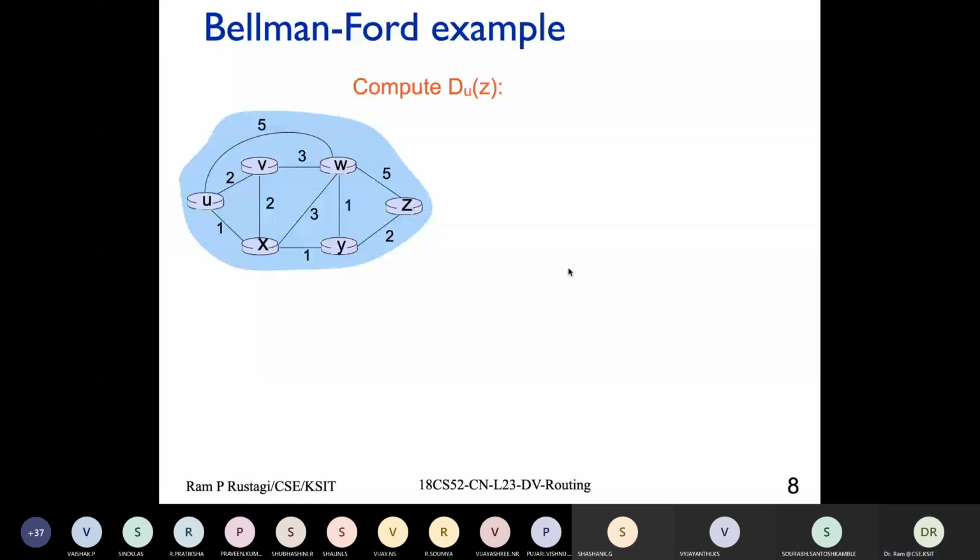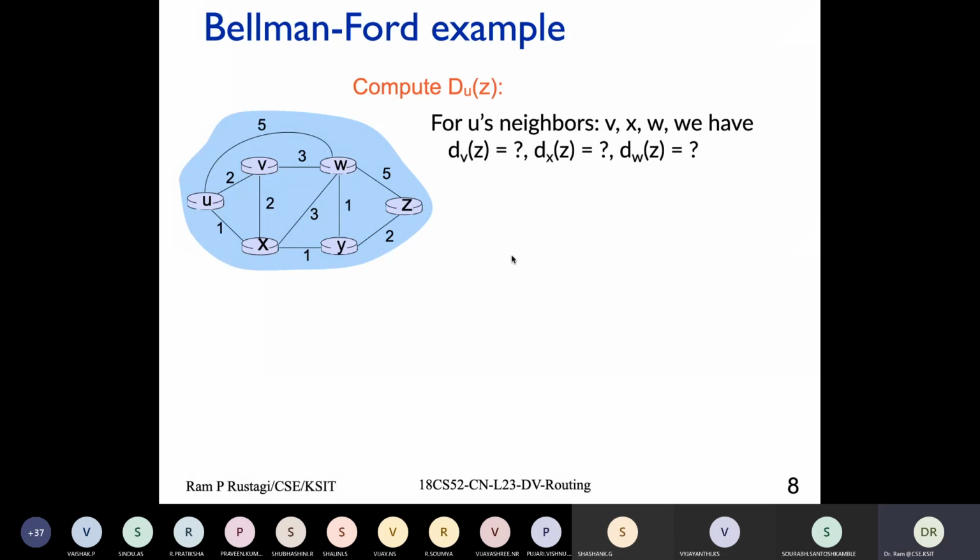We'll look at an example. Let's say we want to compute D_u(z), meaning what is the distance of Z from node U. U has three neighbors, V, W, and X. The cost to V is 2, the cost to W is 5, and the cost to X is 1. Now we want to compute the distance to Z. Let's assume that, using the iterative algorithm, we already computed D_v(z), D_x(z), and D_w(z). Would somebody like to tell me what D_v(z) would be? Assuming it is optimally computed, what are the values of D_v(z), D_x(z), and D_w(z)?